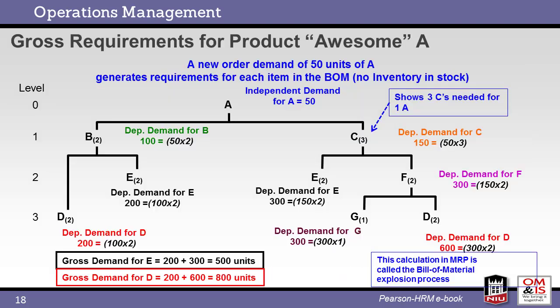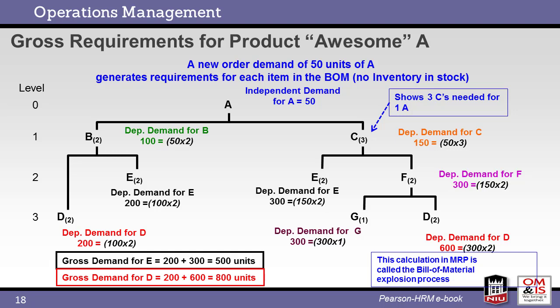Given an independent demand of 50 units for product A, we want to determine how many subassemblies and components need to be manufactured or procured. We start with the assumption that there is no existing inventory at any level. As noted, since there is a 2 in parentheses next to subassembly B, there are 2 Bs required for every A required. To calculate the dependent demand for subassembly B, we take the independent demand of A, which is for 50 units, and multiply by 2 to get B's demand of 100 units.